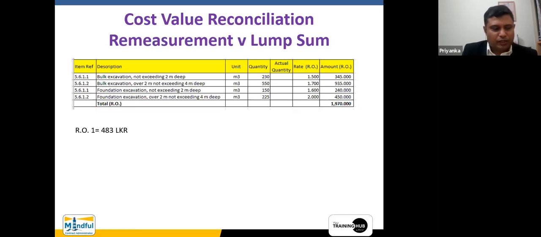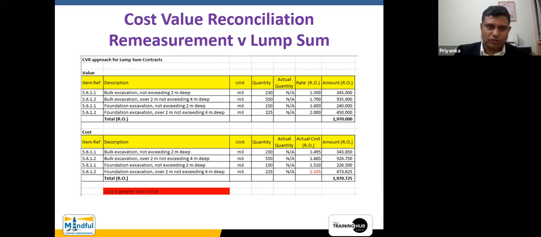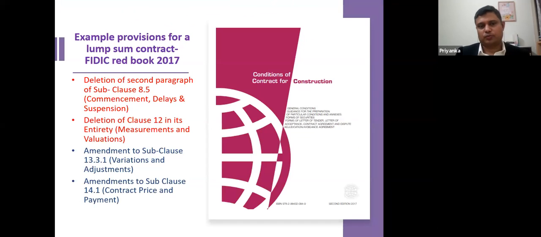So with this case study, I will put the correct figures here, and then when I send the presentation, you will understand. You will get the presentation by tomorrow. Then you can compare this and identify that sometimes, with the same quantities, in a remeasurement contract you have got a saving, but in a lump sum contract you are running at a loss. So that is what I wanted to explain.